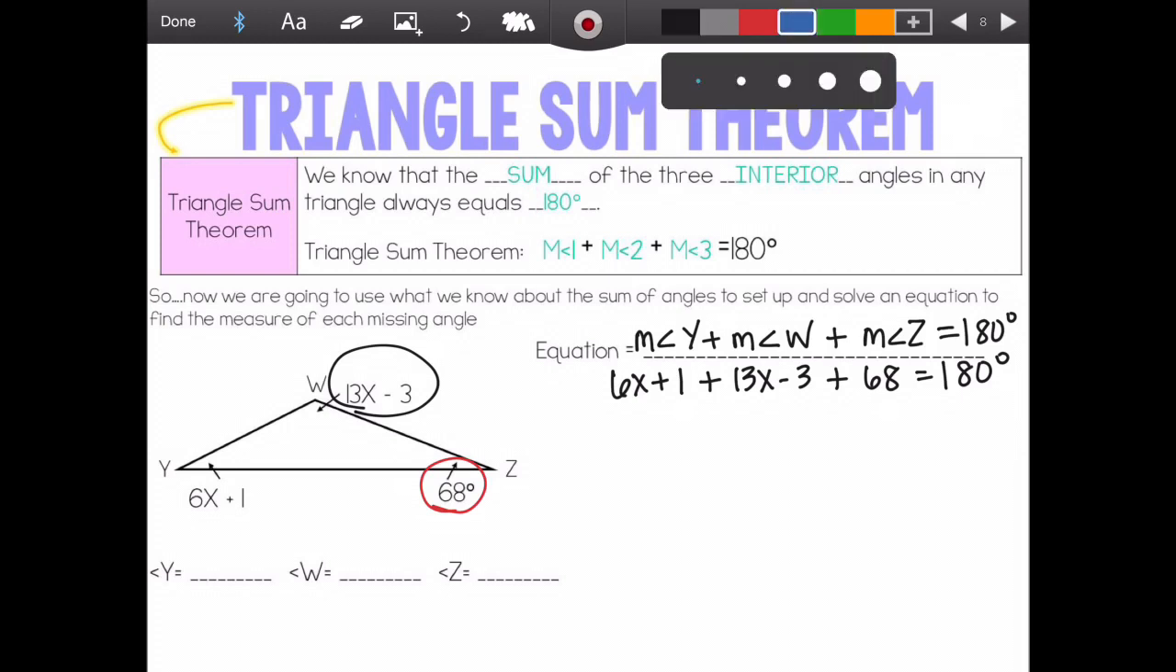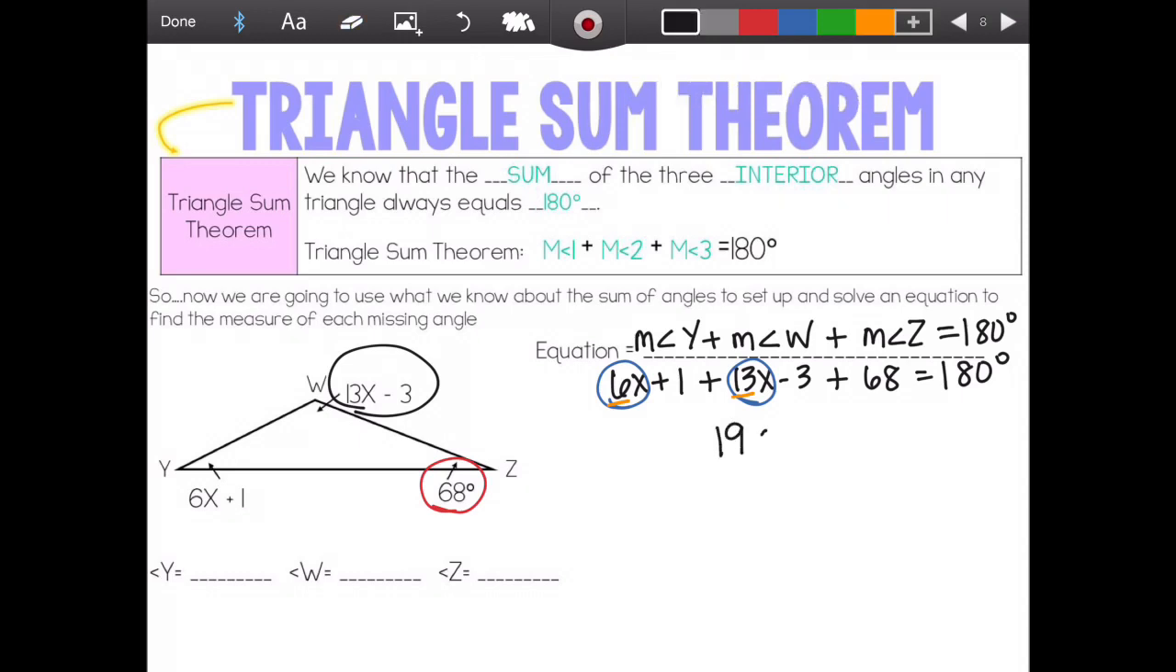All right, so I'm going to combine the variables first. I have 6x and 13x. When they're the same variable, we're just adding the coefficients together and the variable stays the same. So I'm just going to add 6 plus 13, and that is 19x. Now I'm going to combine the constants, which are plus 1, minus 3, plus 68.